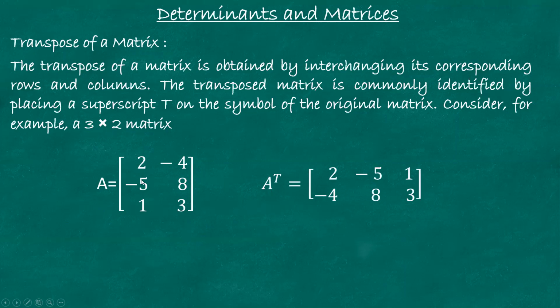Here, 2, -5, 1 becomes a row. So, the second column becomes the second row. That is the meaning of a transpose matrix. Later, you'll be able to use this in other considerations in matrices.